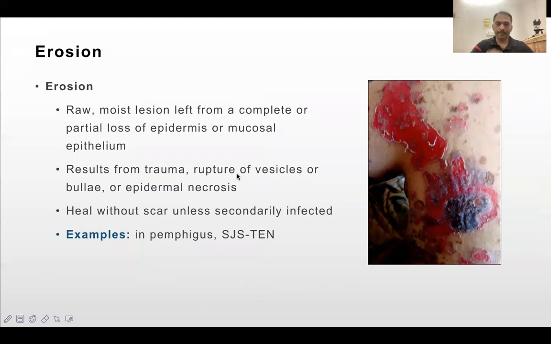And if at all it gets secondarily infected, the infection might progress deeper and that might lead to scarring. Examples of erosion are pemphigus. Whenever the bulla of the pemphigus ruptures, it leaves behind a superficial erosion. In Stevens-Johnson syndrome and toxic epidermal necrolysis, when the sheets of skin are removed, they leave behind raw erosions.